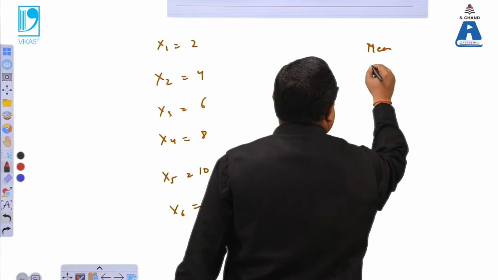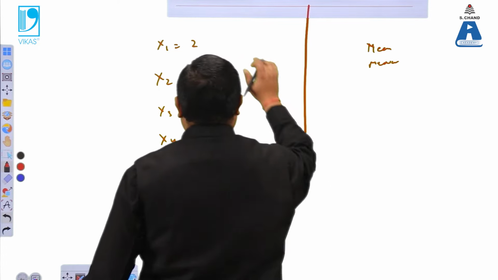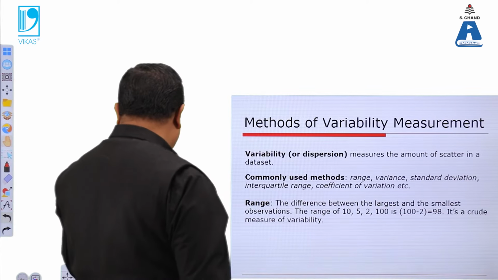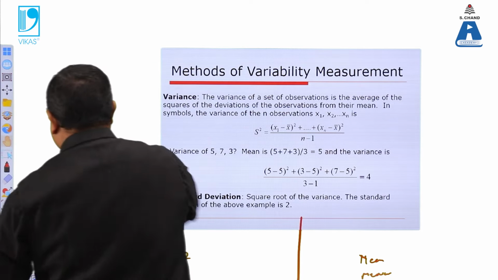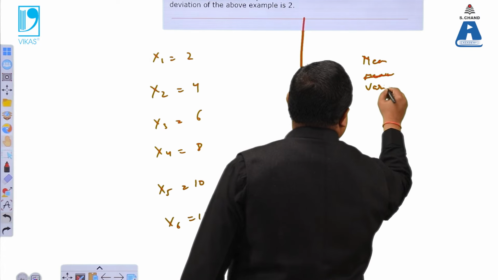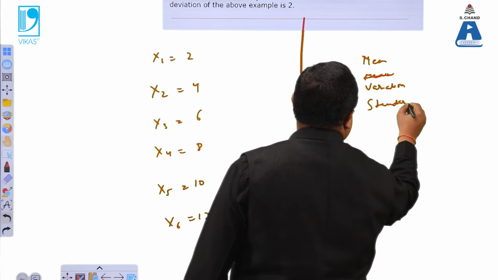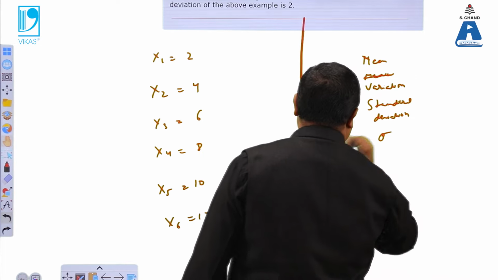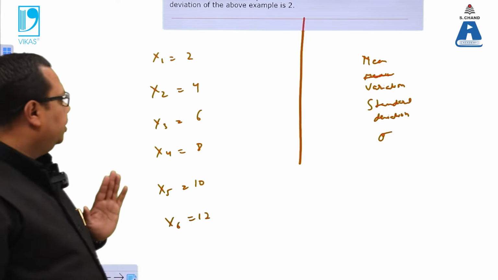we have to calculate the median. What we have done here, you can see, I will scroll it down. So the mean, then the variance, and then the standard deviation. Standard deviation is denoted by sigma. So in one particular question, we can make all these three calculations very easily.